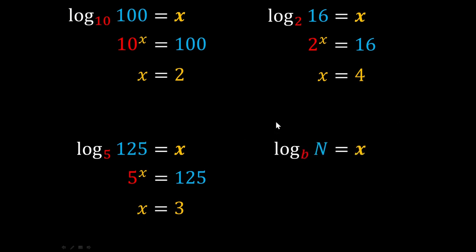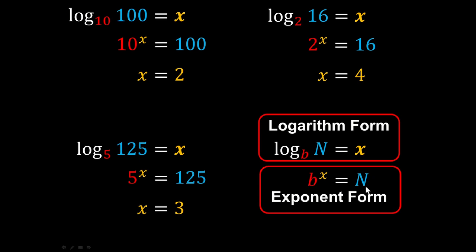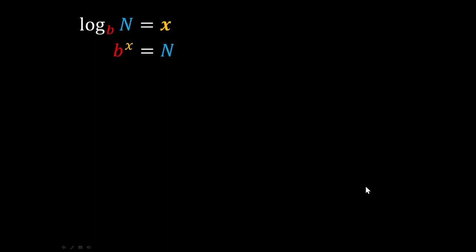In general, the log base b of a number equals x can be rearranged into b raised to x equals that number. This was called the log form or the logarithm form, and this was the exponent or the exponential form. So that's what I have right here.